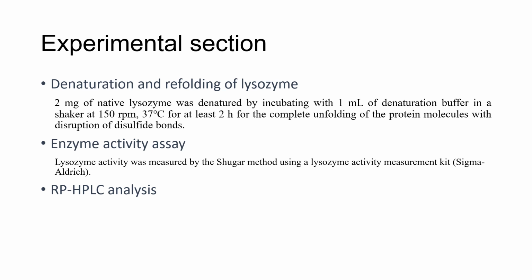Next part is the experimental section, but my work is mainly in the technique calculation part, so I will only briefly introduce the experimental process. There are two main processes: denaturation and renaturation of lysozyme, and the monitoring of this process. We use enzyme activity assays and HPLC assays.